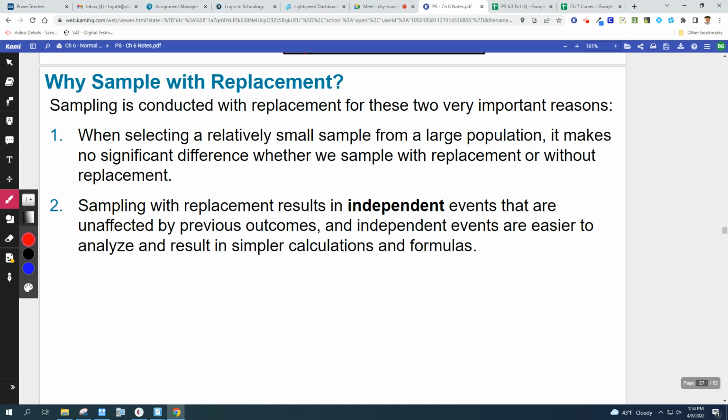Sampling with replacement results in independent events that are unaffected by previous outcomes, and independent events are easier to analyze and result in simpler calculation. We like independent events. So I think this one seems more important than the other one. But anyway, why sample with replacement? There you go, that's why.